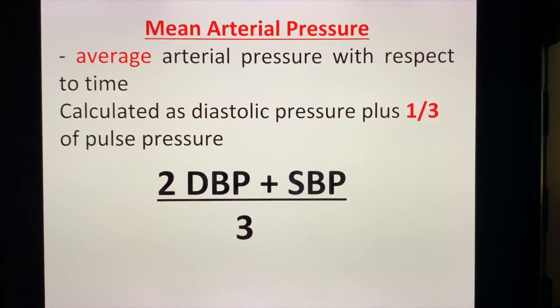Now, the mean arterial pressure. This is the average arterial pressure with respect to time. This is calculated as the diastolic pressure plus 1/3 of the pulse pressure. I personally like this formula which we use in the emergency room and in the wards: 2 times diastolic blood pressure plus systolic blood pressure, divided by 3. That's equivalent to diastolic pressure plus 1/3 of the pulse pressure.